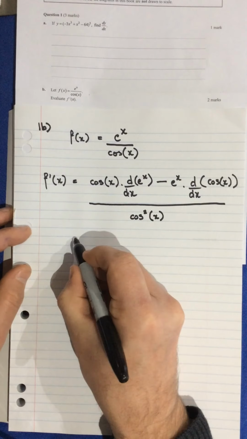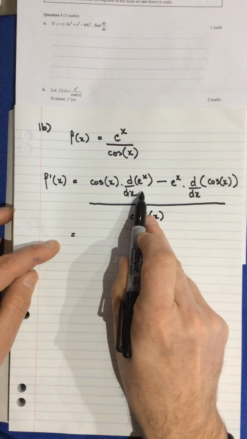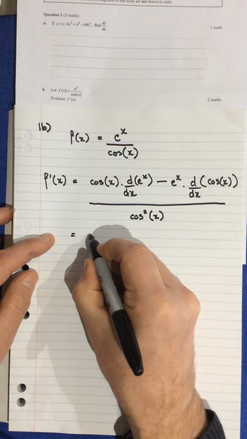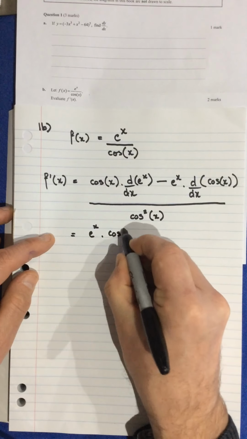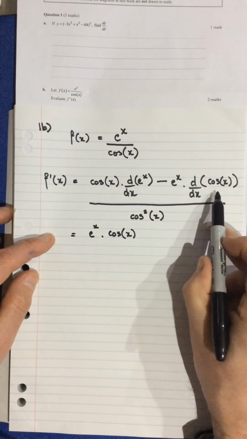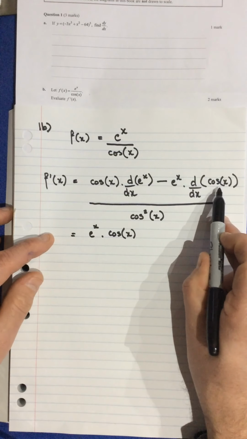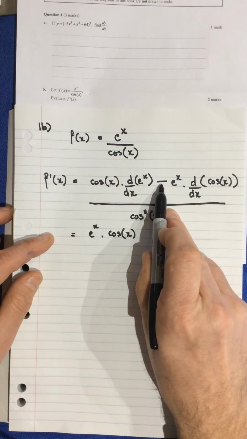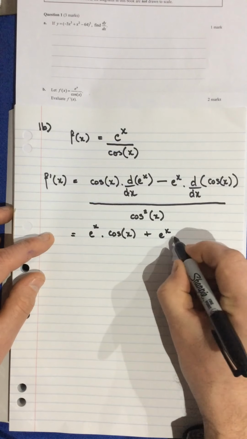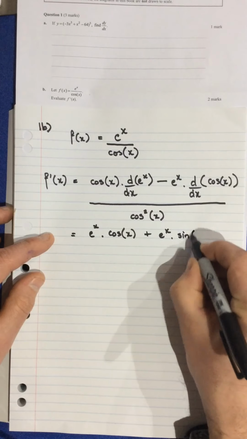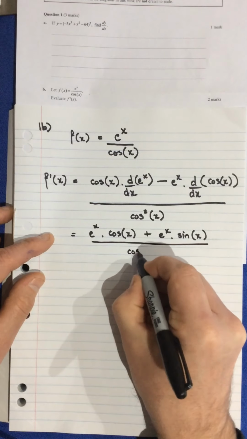So all I need to do is simplify that down a little bit. The derivative of e to the x is just e to the x. So I'll write that at the front. So that's e to the x multiplied by cos x. The derivative of cos x is negative sine, so that's going to combine with the negative here to become plus e to the x times sine of x. And then the whole thing is still divided by cos squared.